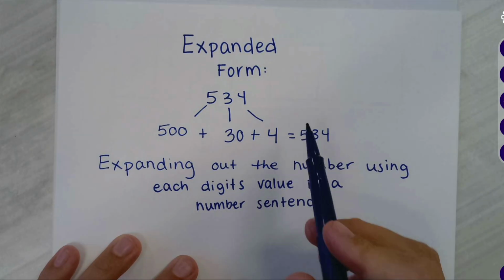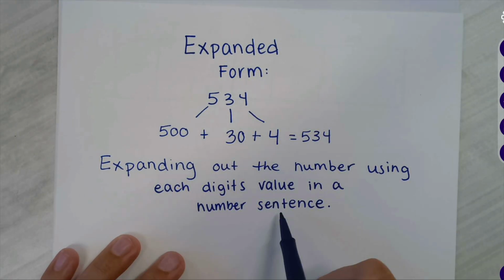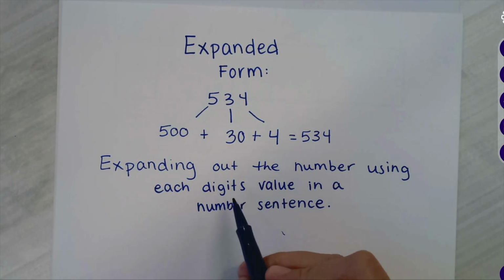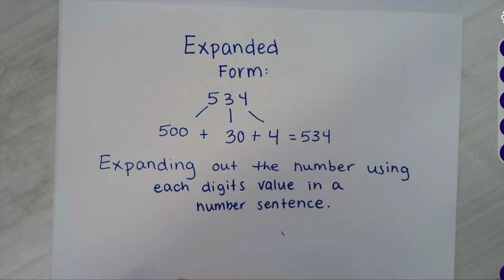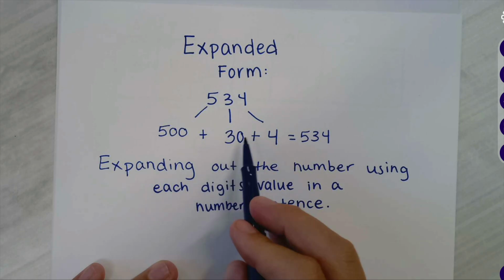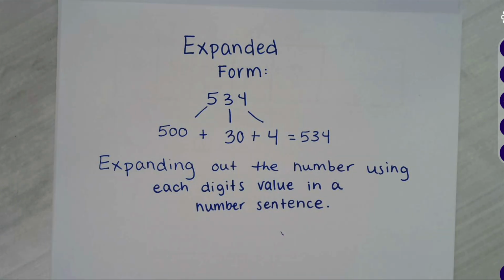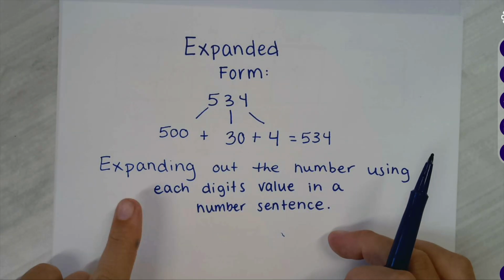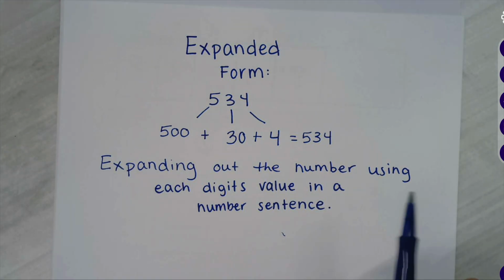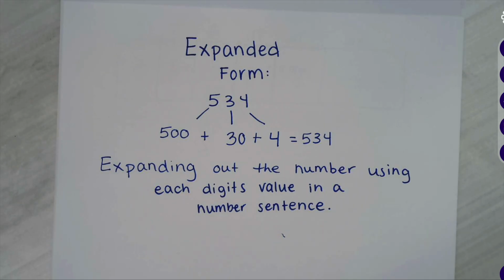Number sentence is just another word for equation, guys. Okay? Number sentence is mostly a word that they use in first grade, second grade, but when we get into third, fourth, and fifth, and all your grades after, number sentence means equation. 500 plus 30 plus 4 equals 534. This is an equation. Okay, so as we're doing the first worksheet, keep in mind that we're going to be expanding out the number using each digit's value in an equation.